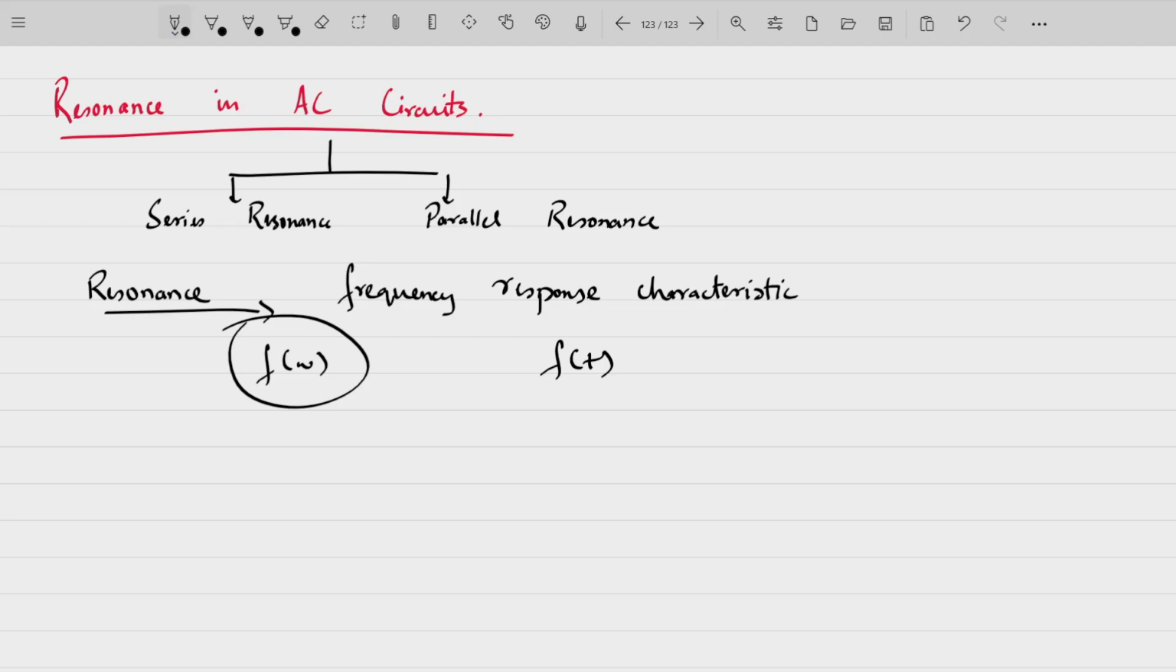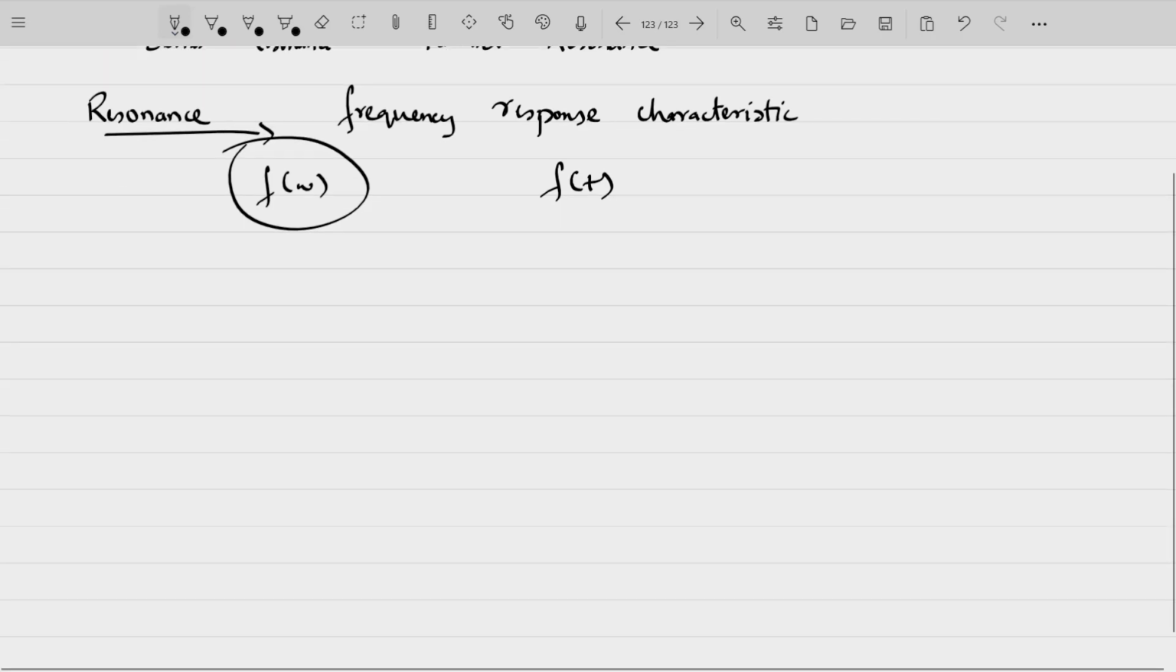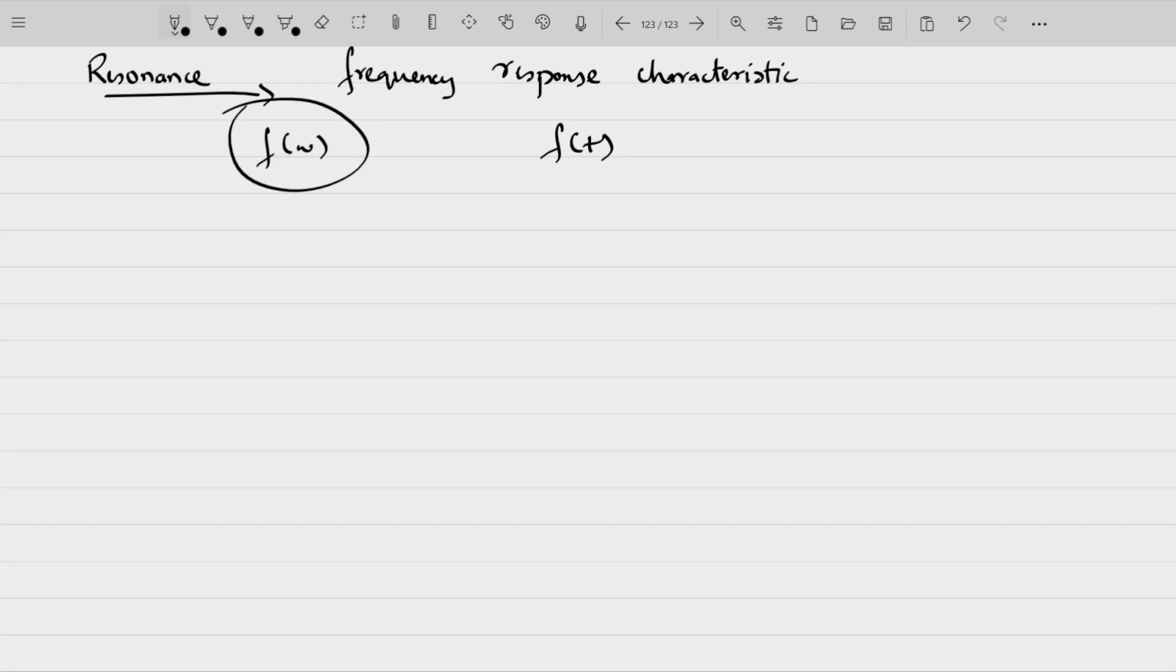But for now, what we'll be trying to limit our understanding to is the fact that resonance is a frequency response behavior of a system. It is not a time response behavior of a system. That means, simply put, we are not taking its varying nature with respect to time. We'll be considering its variable nature with respect to frequency of a system.